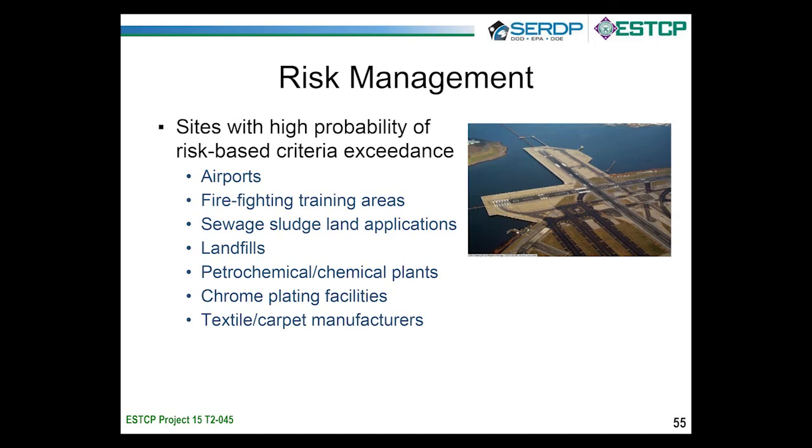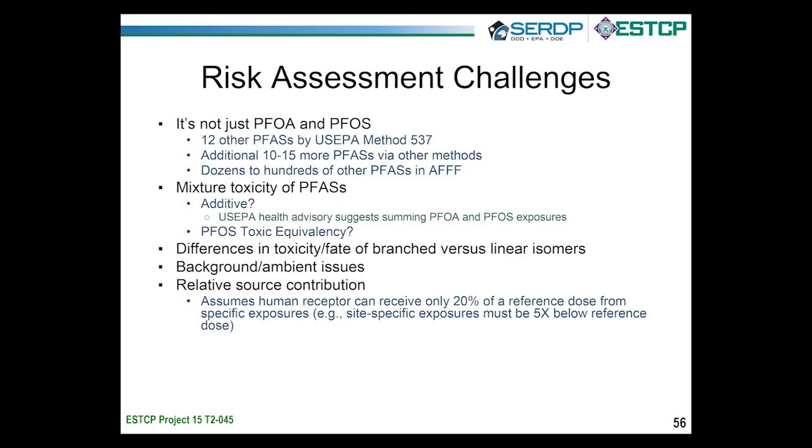Petrochemical and chemical plants where these were produced or used, if they had AFFF systems, that's also something to take a look at. Chrome plating facilities, it was used quite extensively there. And then again, textile and carpet manufacturers using these compounds as surface treatments, also very important to take a look at those facilities. Some of the risk assessment challenges.